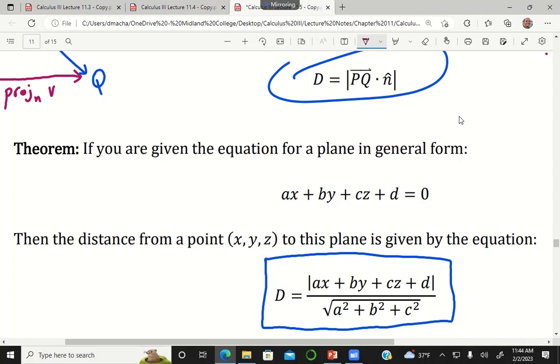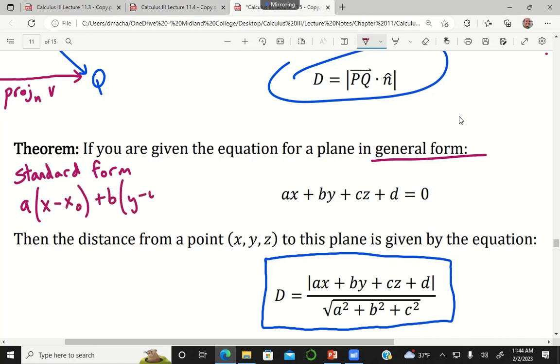Go ahead and, of course, this is general form, but if you want to really explain this to yourself, start with the equation for a plane in standard form. And the equation for a plane in standard form looks like this. That's something you should have memorized. And remember, x naught, y naught, z naught are just the coordinates for any point in the plane, any point at all. And remember, a, b, and c are the entries of a normal vector.